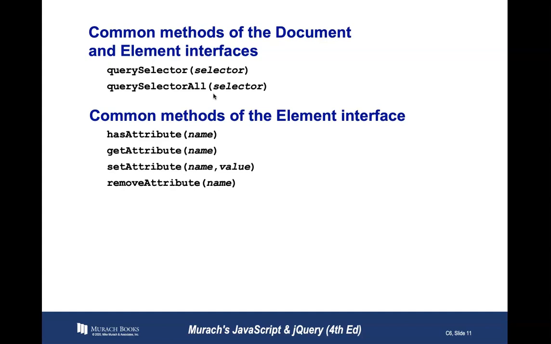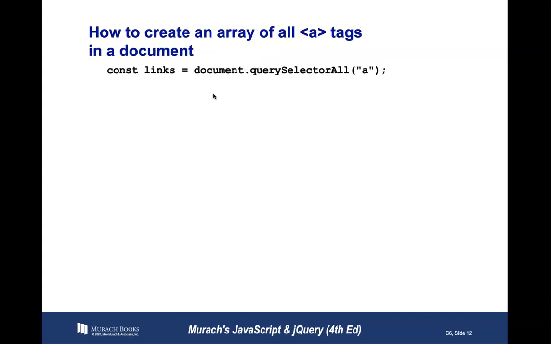hasAttribute, which would tell us whether something had an attribute, and you have to pass it the attribute itself. There's getAttribute to actually get the attribute. setAttribute, which sets it but takes a second parameter, which is the value which you're setting, and the idea of removing an attribute. So we'll get to that in just a second. This is one way to create an array of anchor tags in a document. So when I do links equals document.querySelectorAll, I will get every single anchor tag in that page.